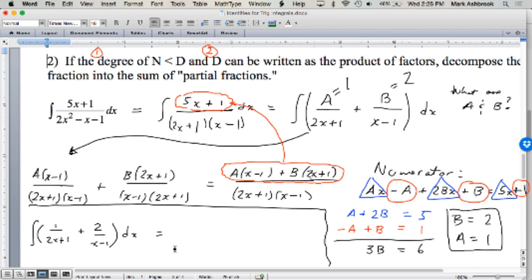Tell me your name with the glass. Oh, Chelsea, here you go. Tell me what the integral of 1 over 2x plus 1 is. Good. And also don't forget the absolute value. Okay, then what about 2 over x minus 1? Absolute value. Yeah, don't forget. Done.